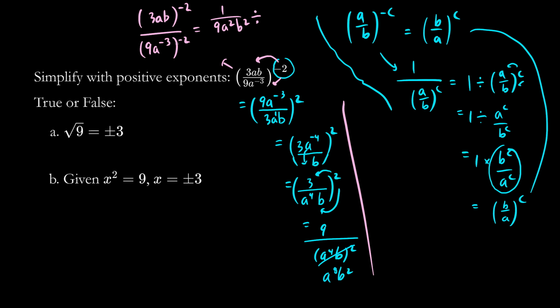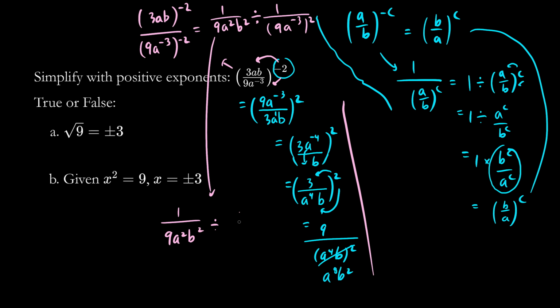this whole thing to the negative 2 is going to be 1 over the whole thing squared. And what's on the inside? It's 9a to the negative 3. So this is looking quite bad, so I don't recommend this technique. But let's just keep going to see if this works out. So just continuing over here, we have 1 over 9a squared b squared.